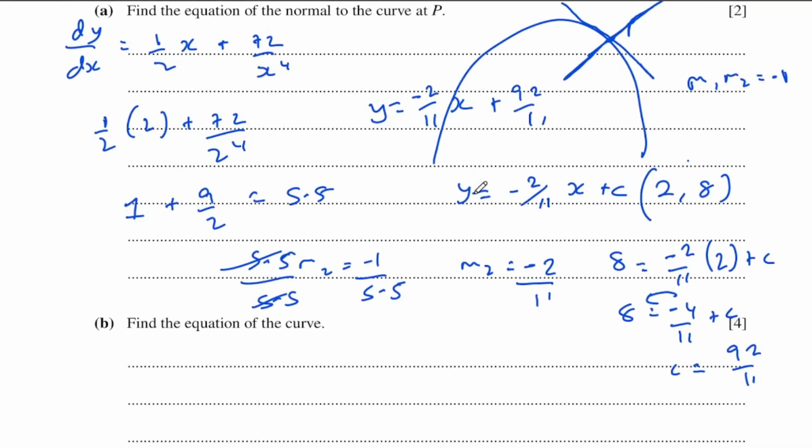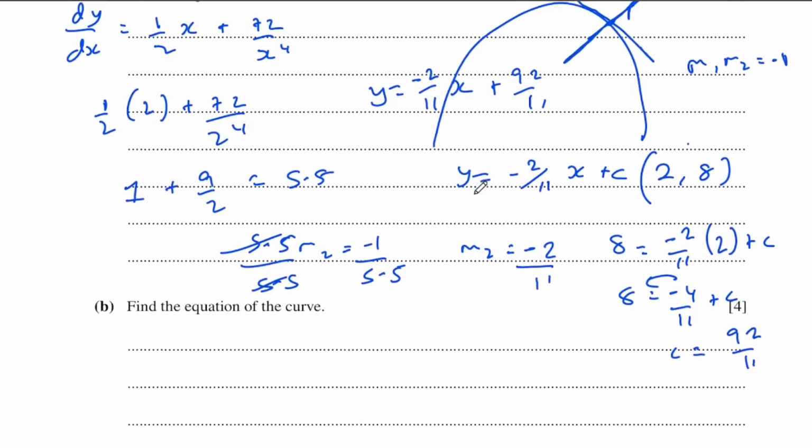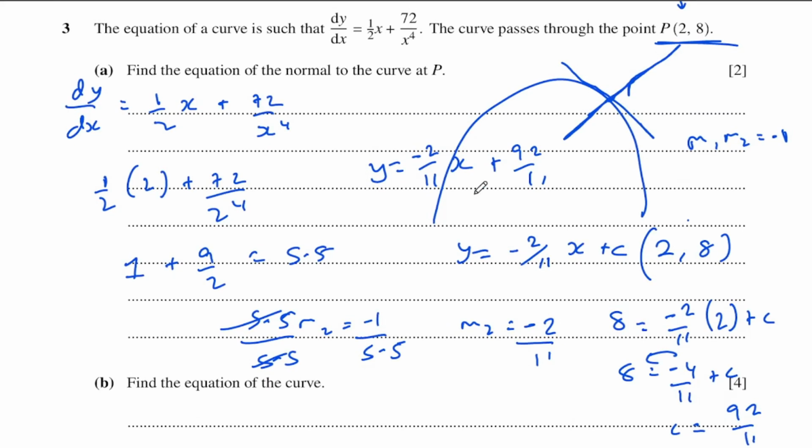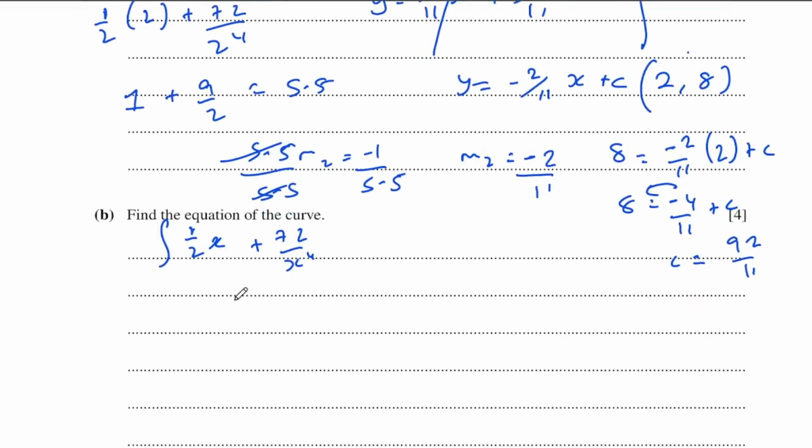On the next part, we have to find the equation of the curve. So remember, if you have the derivative of your curve, in order to find the equation of the original curve, you will have to integrate it, right? So you would integrate this: half x plus 72 over x to the power 4. But firstly, I would like to remove all the denominators, meaning bring them to the top. We end up getting half x plus 72 x to the power negative 4. And integrating this would give us what?